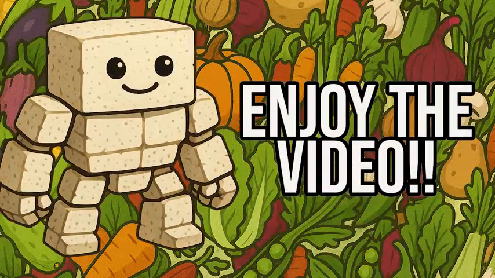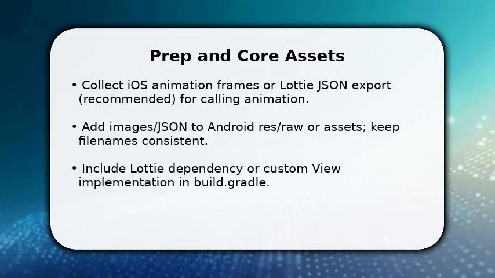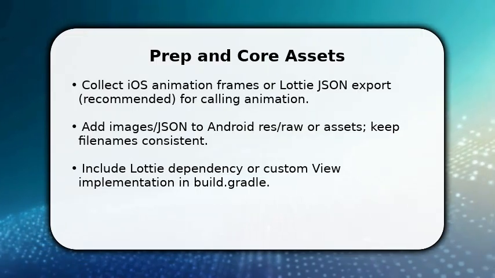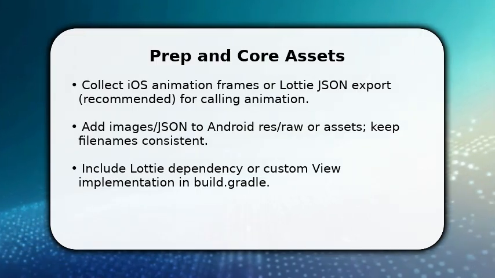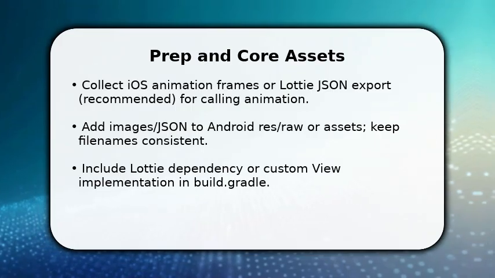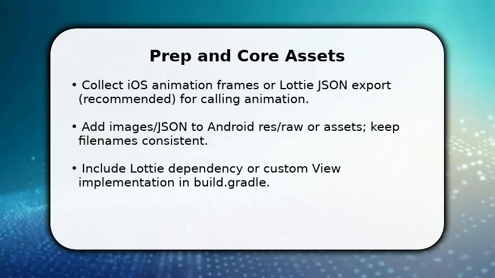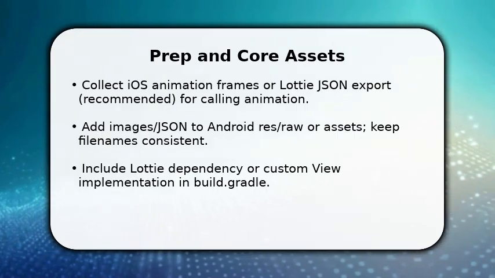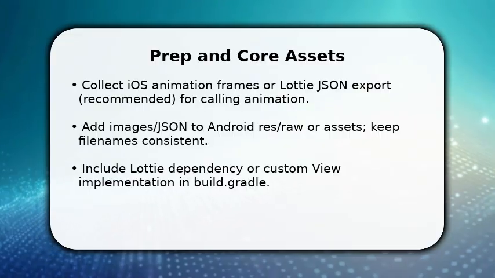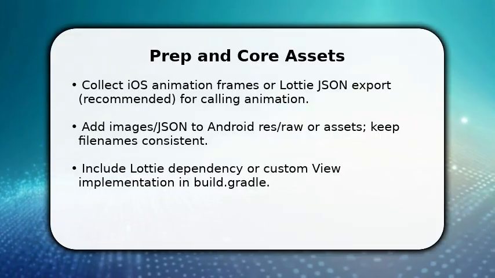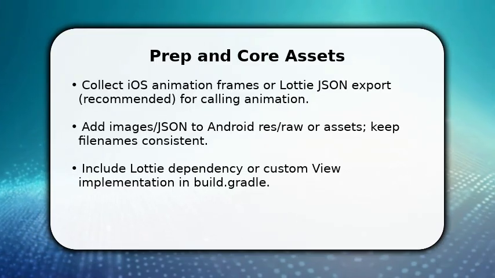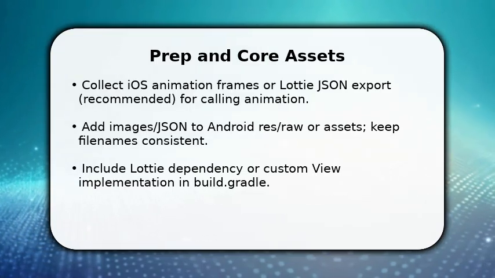Please enjoy the video. You start by gathering the animation assets and integrating them into your project. First, export the iOS calling animation as Lottie.json or a sprite strip. That preserves timing and vector fidelity. Once done, place the JSON or sprite into res/raw or assets and add the Lottie dependency in build.Gradle, or prepare a custom view to host the animation.